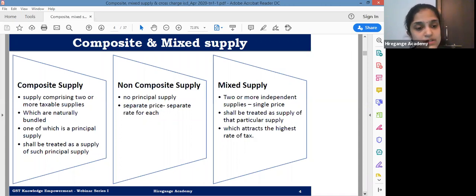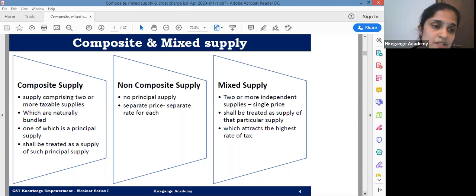It's very simple. When there is more than one kind of supply which is being put together and given, if you take away the main supply, the incidental or the ancillary supplies cease to exist. So the incidental or the ancillary supplies do not have an existence or do not have a life apart from the principal supply. In another way, if I have to put it, the incidental supplies are only for the purpose of better enjoyment of the principal supply which is there.